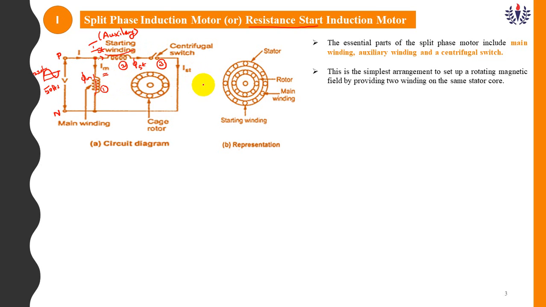So what we are going to do here: once the flux is produced in the starting winding as well as the main winding, you have to close the switch. Once you close the switch, see, the starting current flows in the rotor. You see this circle, it is the rotor. Once the current is induced in the rotor, immediately the rotor will start running.